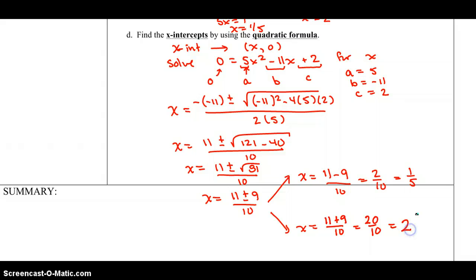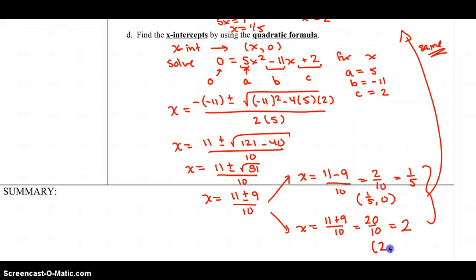Okay. It's the same equation, so no matter which method we use, as long as we did legal math, we should end up with the same solutions. So again, this tells us that our x-intercept is at 1/5, 0, and 2, 0.